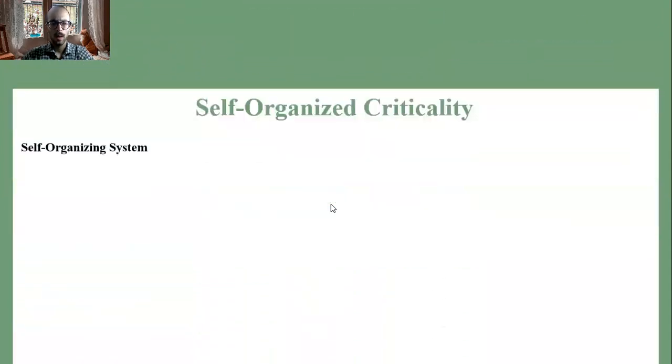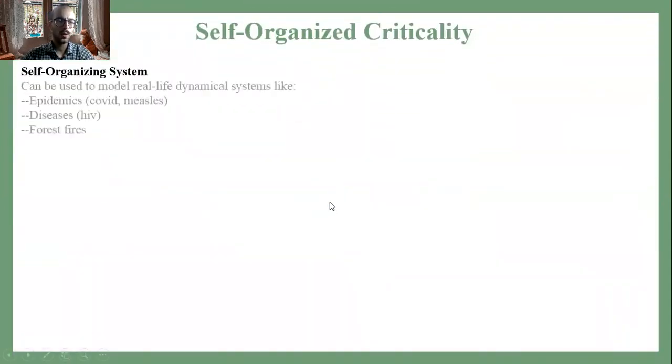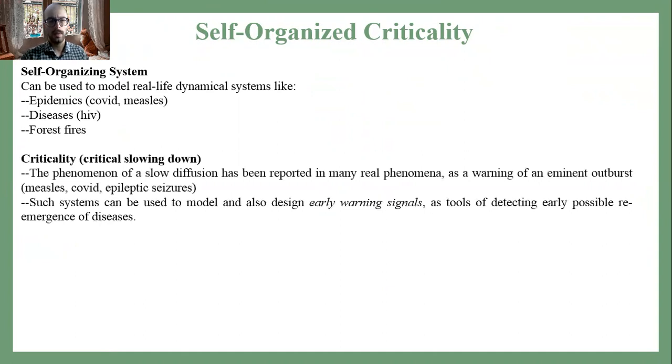Now, why are such models useful? These self-organizing systems are extremely useful because they can be used to model epidemics, for example, COVID or measles, other types of diseases like HIV, or even forest fires. So they are very useful, although very simplistic, in modeling real-life phenomena. And more importantly, the phenomenon of critical slowing down appears in many real-life phenomena. It's sort of a warning signal for imminent outbursts of phenomena like COVID surges, or epileptic seizures in some cases. So by considering these models and even more complex ones, we may actually manage to realistically detect early warning signals.